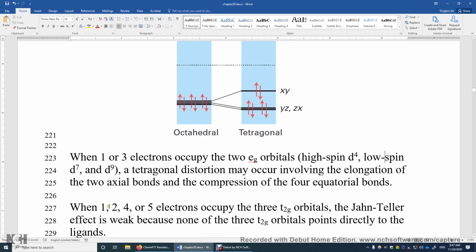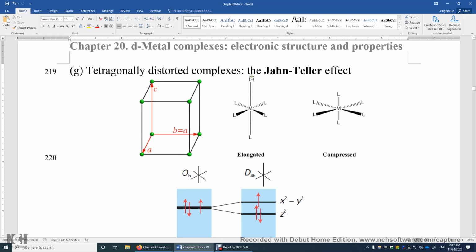When you have 2 electrons, these 2 electrons will occupy dyz and dzx. So in this case, we're going to just put one electron here and another electron here, dyz, dzx. dxy will have higher energy. So when you have only 2 d electrons, the structure is going to be elongated in the z direction. When you have one d electron, it's going to occupy the dxy orbital. And if you have 2 electrons, they will occupy the doubly degenerate dyz and dxz orbitals. So you have an elongated structure.